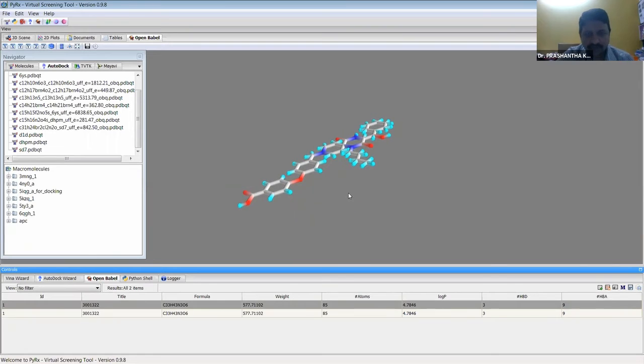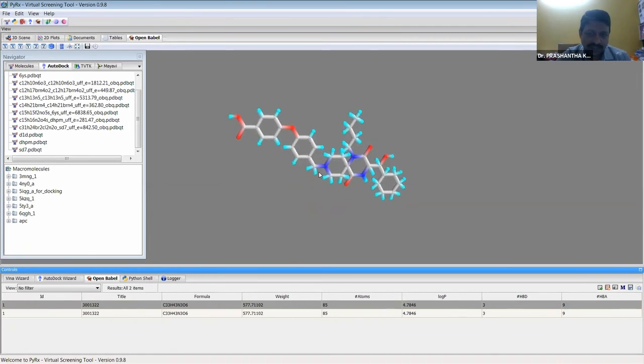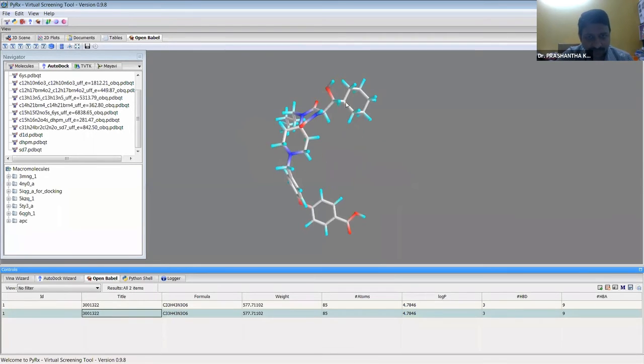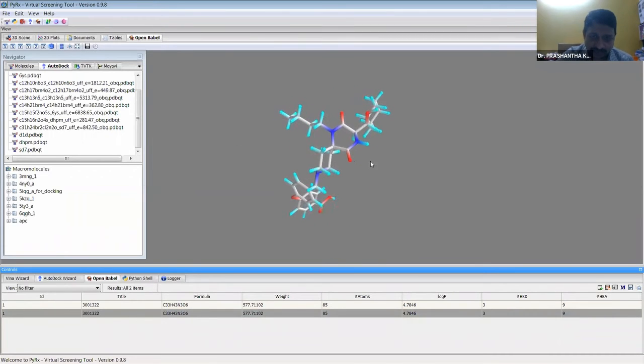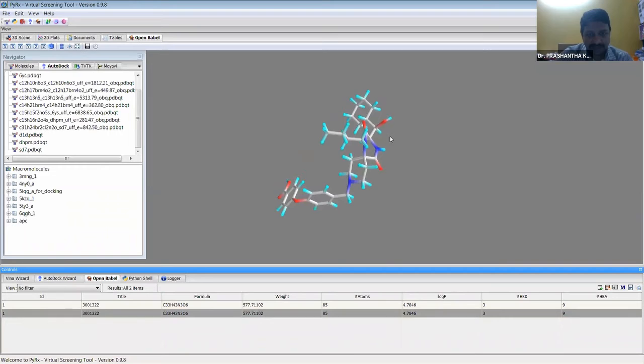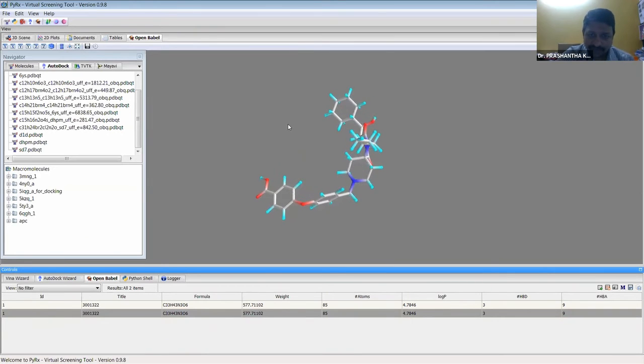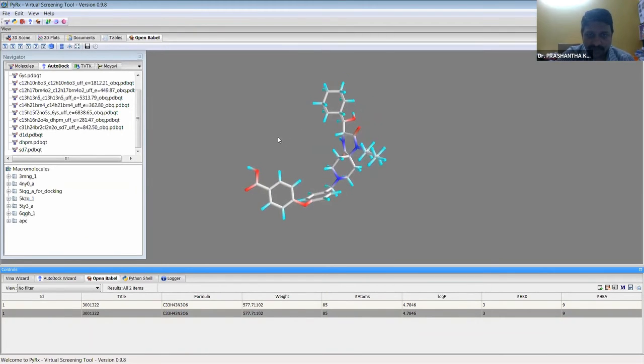That means the energy is not optimized, or energy is not minimized. So everything is there in one plane, but if it undergoes the minimization, the folding is going to happen, the bond length, the bond angles, whatever is required to be maintained, is going to be maintained.